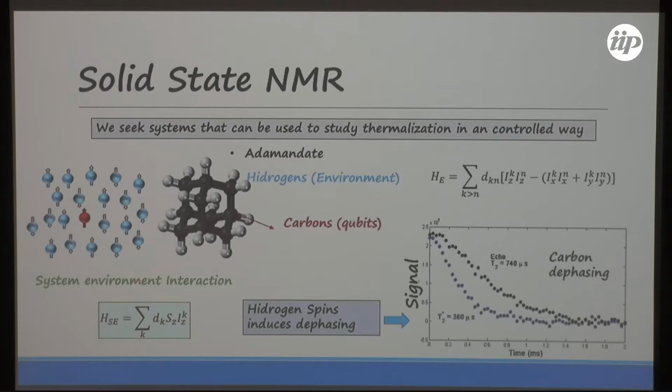Because we have only operators in the Z direction, this Hamiltonian induces a phase in the carbon. If you excite the carbons and look at the signal as a function of time, the signal disappears because the carbons interact with the bath and lose coherence. The hydrogens introduce this dephasing in the carbon. But I can modulate the system-environment interaction so that the hydrogens no longer induce dephasing, but induce thermalization.